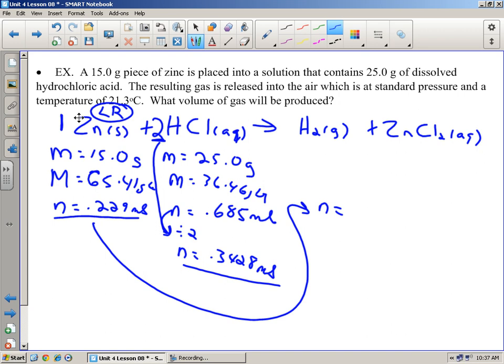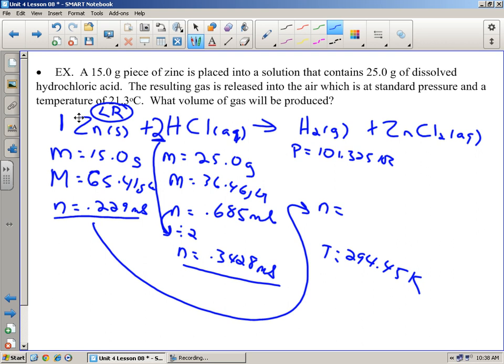In this case, it says the resulting gas is released into the air at standard pressure. This is my gas, that's a solution. So this is my gas here, standard pressure, and a temperature of 21.3, which is 294.45 Kelvin, okay?